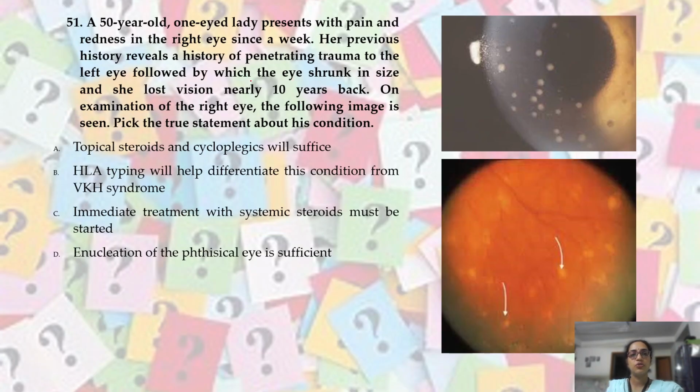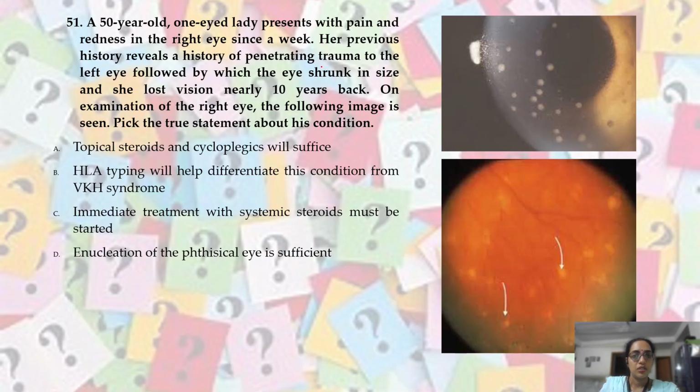Okay, a 50-year-old one-eyed lady. Sympathetic ophthalmia is quite a favorite topic among examiners. Even though not very common, there are many terms and much pathophysiology that has to be learned through this disease. So it is quite a common question. I want you to pay attention to this disease.